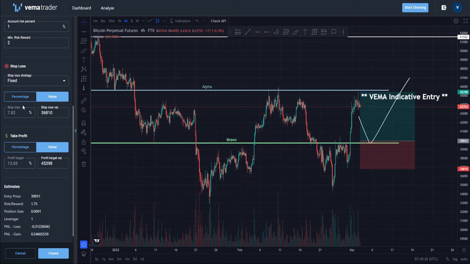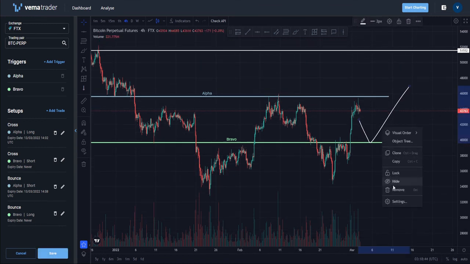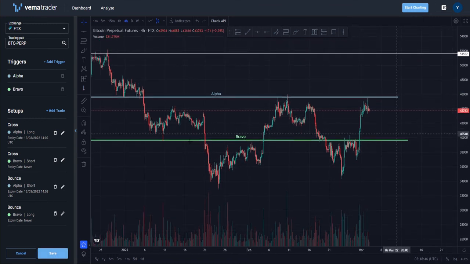I could move my stop loss, I could muck around with things, but I don't. I stick to my rules, and VEMA here will help me stick to my rules. I'm going to create that anyway. There's no chance of it ever entering, but it just allows me to see what happened on that setup. And so there you go, right? So those are 4 different ways that you can set up trades if price is in a range.